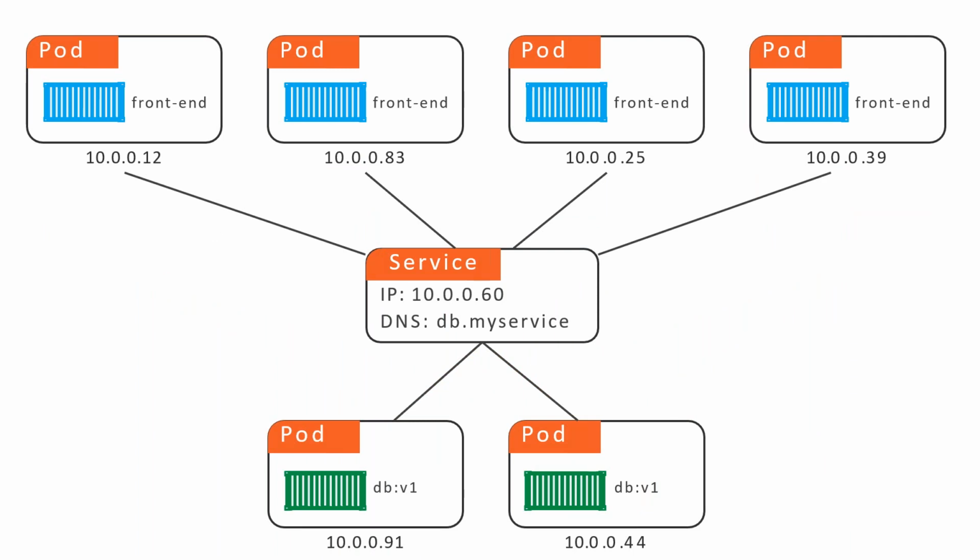Now you see that the front end talks to the service, and the service has a specific DNS entry in the cluster and an IP address as well. Now the service will decide whether it should transfer the traffic from the front end to V1 or V2. I mean, first database or second database.